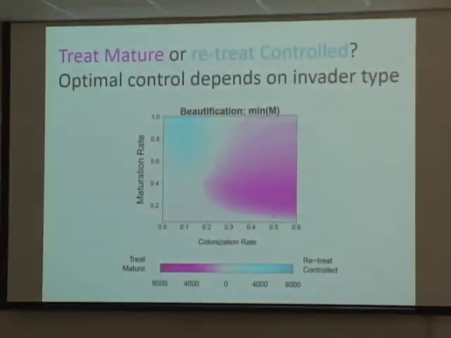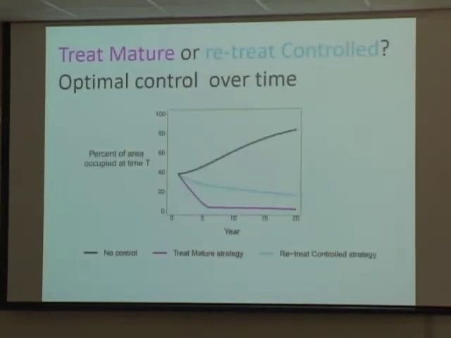So with this goal, I'm going to go through these graphs again, and what I find here is that for a much bigger area in parameter space, for many more different kinds of invaders, it's better to treat controlled patches than to retreat if your goal is beautification, which is what I'm calling this reducing the heavily invaded patches. If we look at the size of the invasion over time, we see that the treat mature strategy is always lower. It's always better to treat mature patches for this type of kudzu-like invader with a slow maturation rate and high colonization rate.